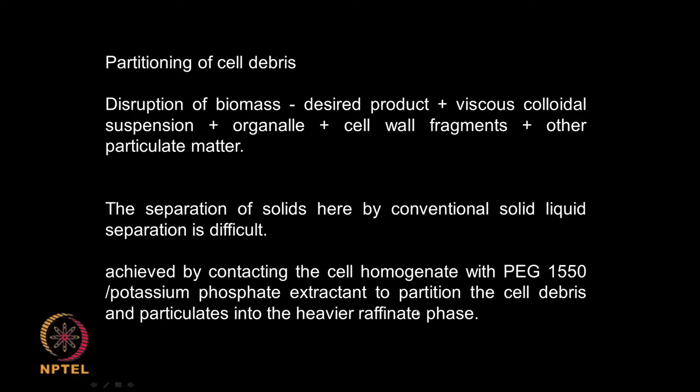heavy raffinate. Normally we used to say that when you have cell debris and cell wall fragments, we can do a centrifugation to remove cell debris or the solids, but sometimes it may become very, very difficult because of the viscosity. So, then we can use this type of aqueous two phase extraction using PEG. All the cell debris and other particulate matter can go into that phase, leaving your desired product in the mother liquor.